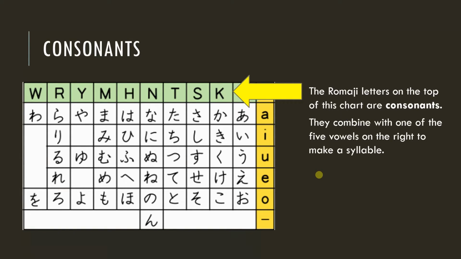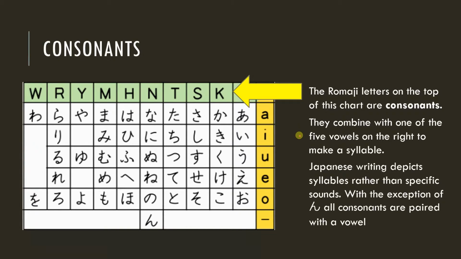So the consonants at the top of the chart, they combine with one of these 5 vowels and together make a syllable. And the Japanese writing, like hiragana, usually depicts syllables rather than specific sounds. And when I say specific sounds, I'm talking about consonants. With the exception of n right here, all hiragana depict a syllable.